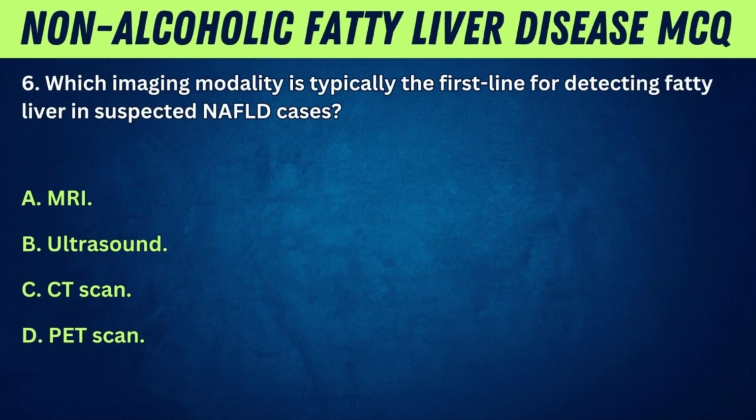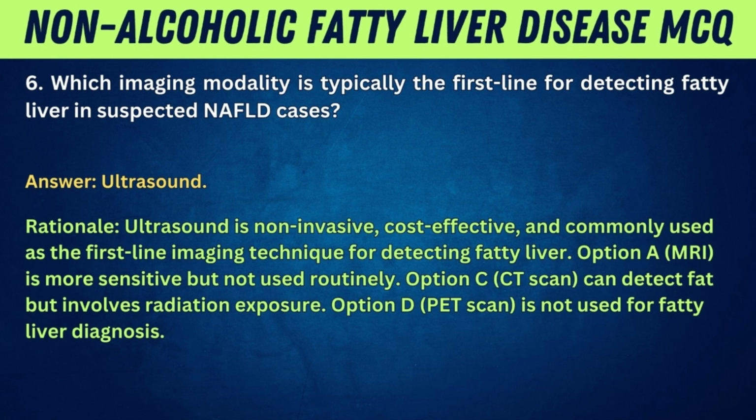6. Which imaging modality is typically the first line for detecting fatty liver in suspected NAFLD cases? A. MRI. B. Ultrasound. C. CT scan. D. PET scan. Answer: ultrasound. Rationale: ultrasound is non-invasive, cost-effective, and commonly used as the first-line imaging technique for detecting fatty liver.